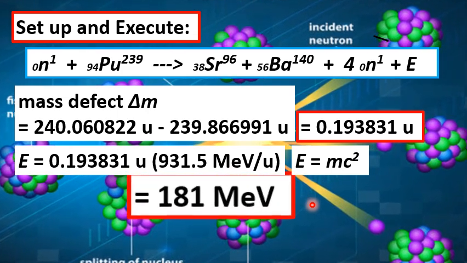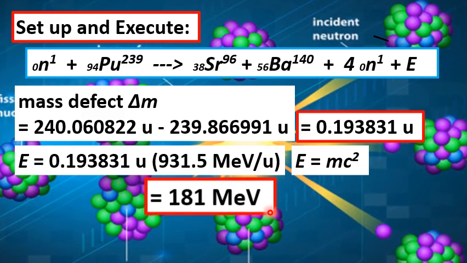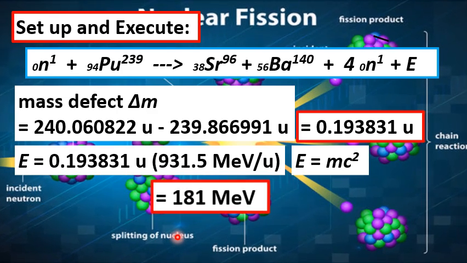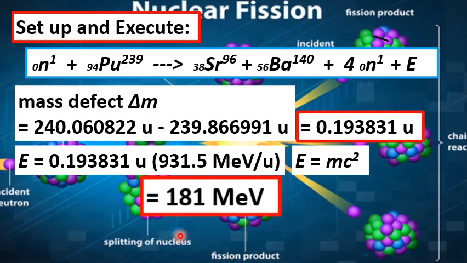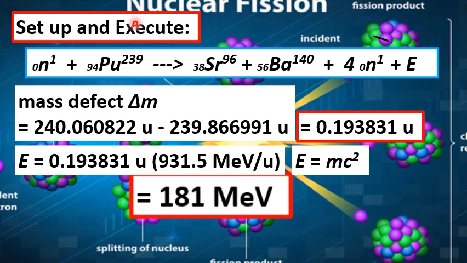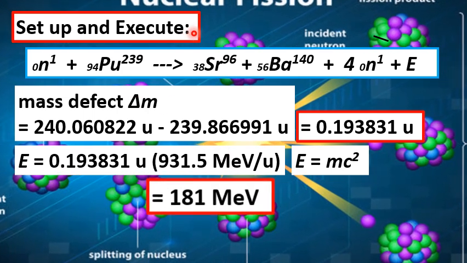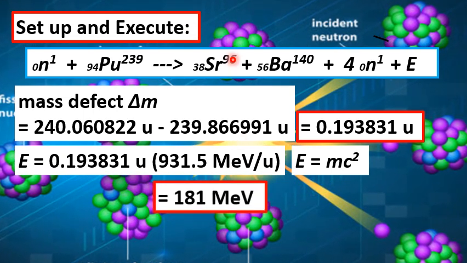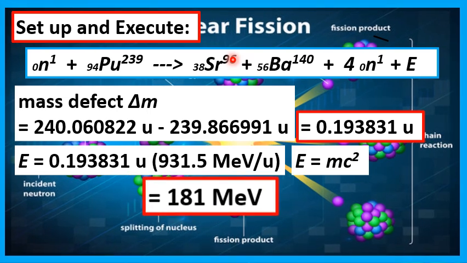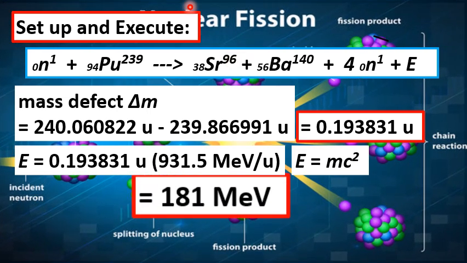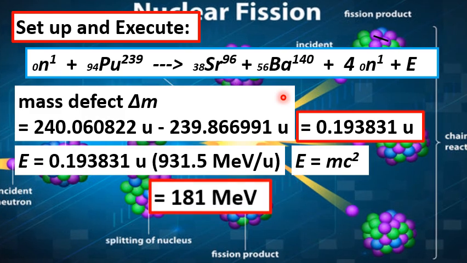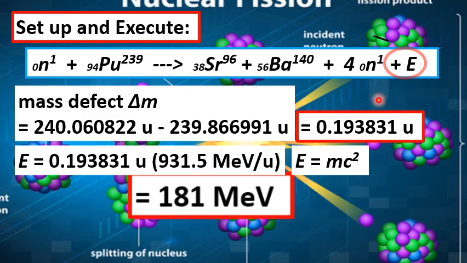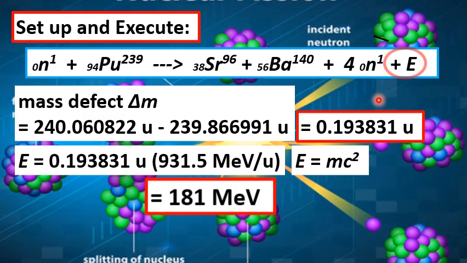This released energy is in fact in the form of kinetic energies of the isotopes strontium-96, okay, barium-140, and the 4 neutron particles. And finally, to balance the nuclear equation that we have here, we include in the equation the energy that is released by the fission reaction.